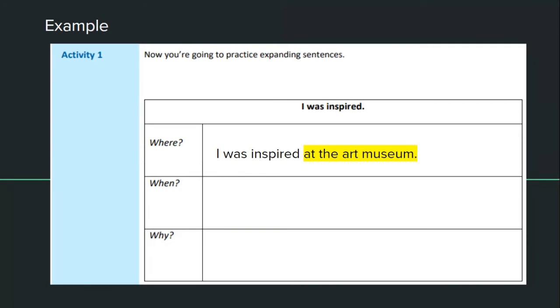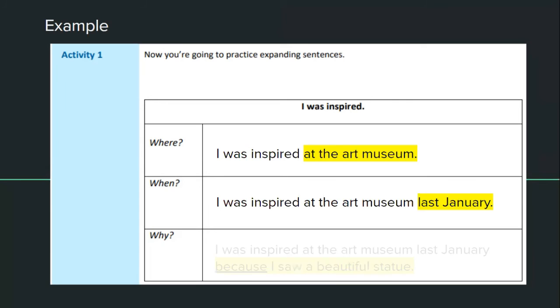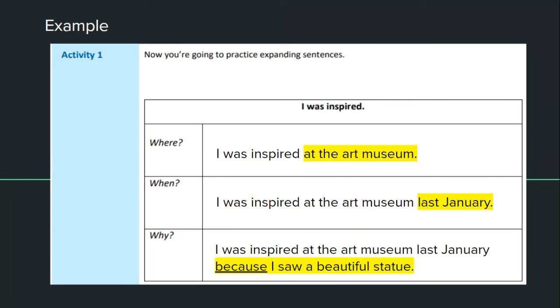When was I inspired? I was inspired at the art museum last January. Now my reader's getting a better idea of my inspiration. I can add even more to that though, because I can add the why I was inspired. I was inspired at the art museum last January because I saw a beautiful statue. Now my reader has a very clear picture of what inspired me. But that was my example.